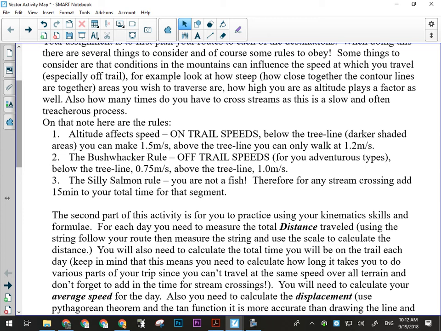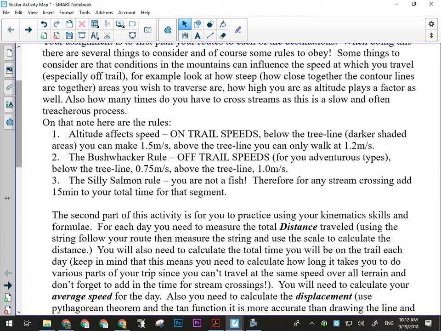If you are below the tree line, you will move at only 0.75 meters per second because, well, there's no trail cleared and you have all the undergrowth and trees and whatever else in your way. You go a lot slower, okay? If you are above the tree line, it's less of a big deal because there's no what? Trees. So it doesn't significantly slow you to be off-trail above the tree line, okay?